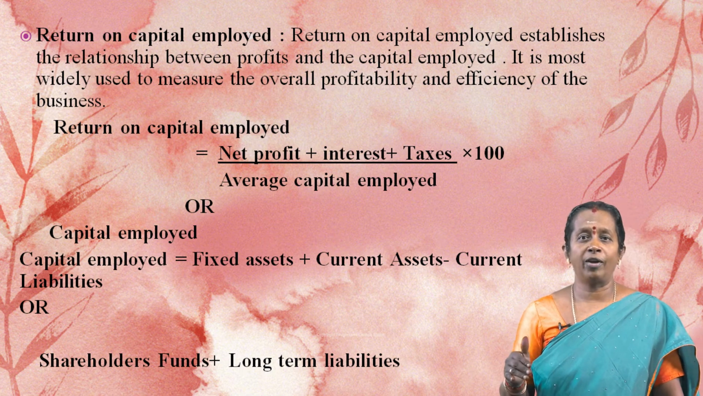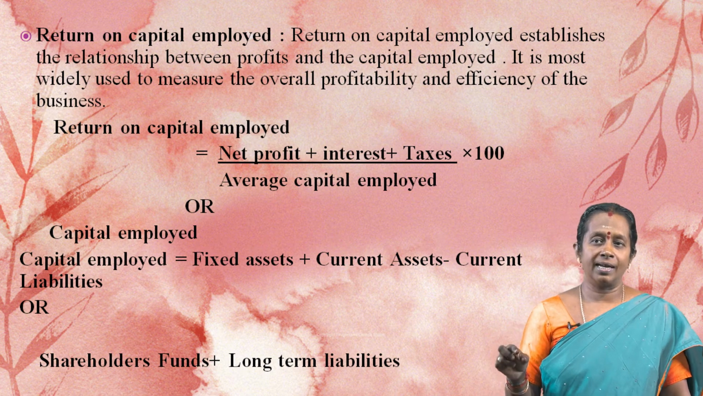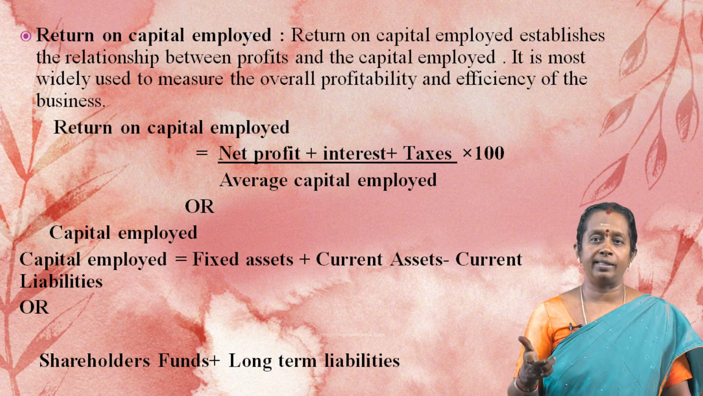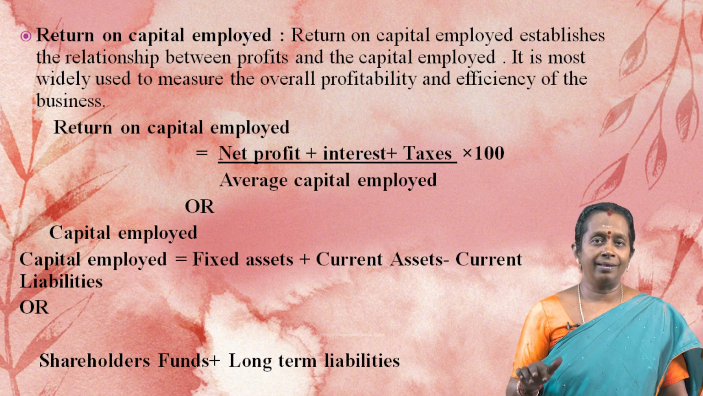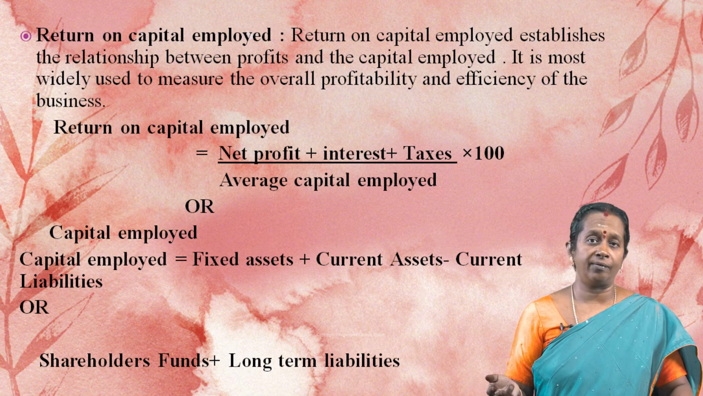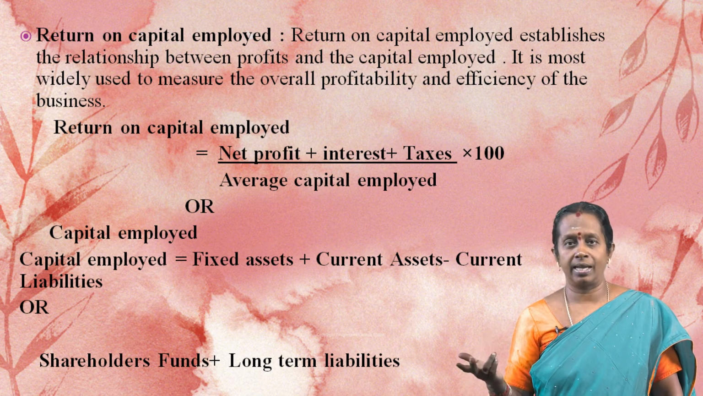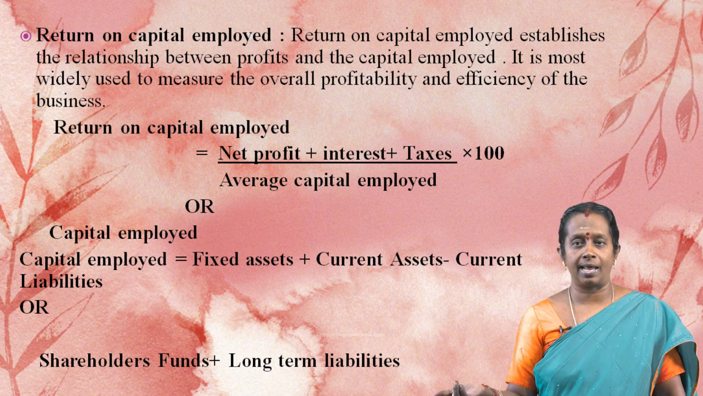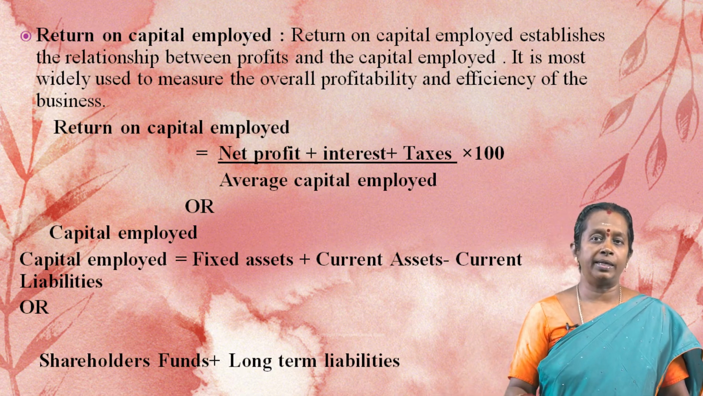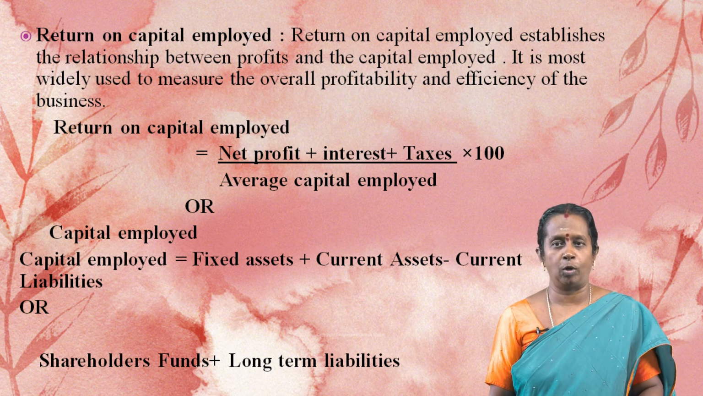Or we can find the capital employed as total fixed assets plus current assets minus current liabilities. Or the other way, shareholders' funds plus long term liabilities. Either we take up the asset side or the liability side. If we take the asset side, fixed assets plus current assets minus current liabilities. If we take the liability side, shareholders' funds plus long term liabilities give us the capital employed.